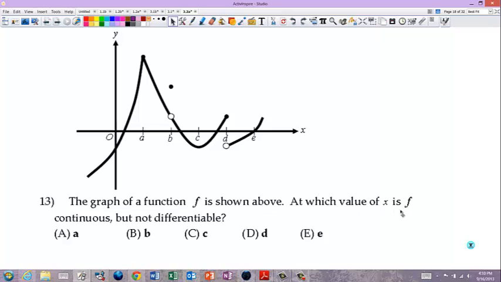Okay, unpause me. The graph of a function f is shown above. At which value of x is f continuous but not differentiable? Well, and you're going to hear me drinking water. I apologize. My voice is about to go out. Which value of x is f continuous but not differentiable?